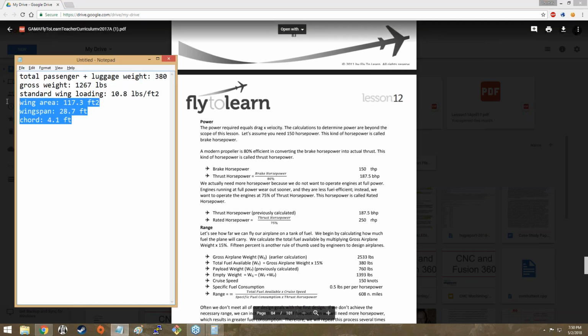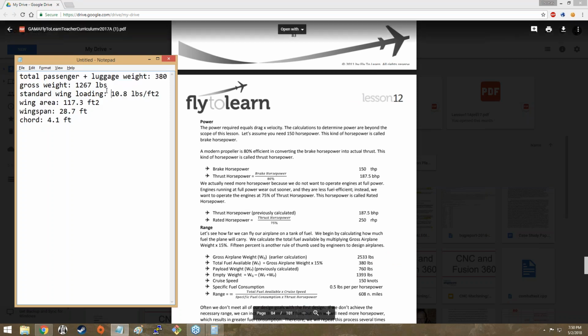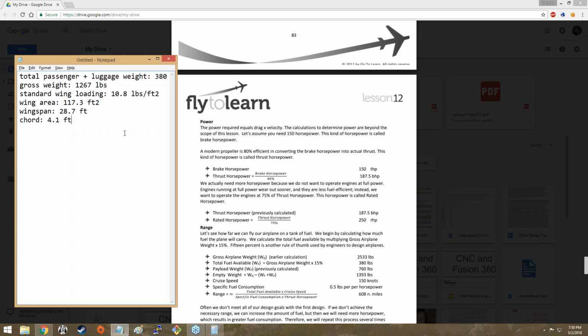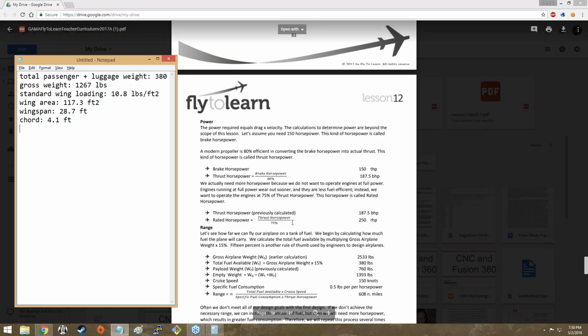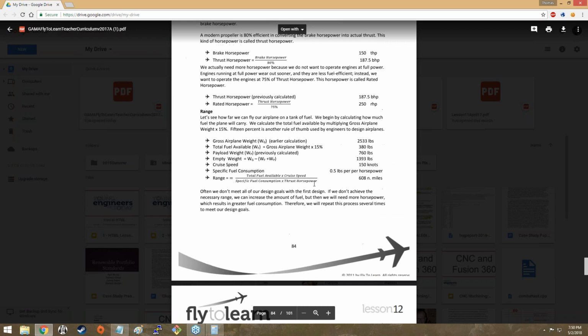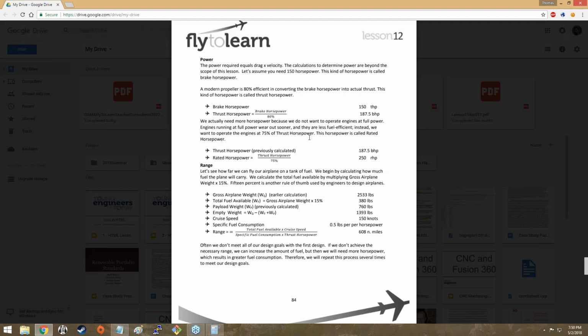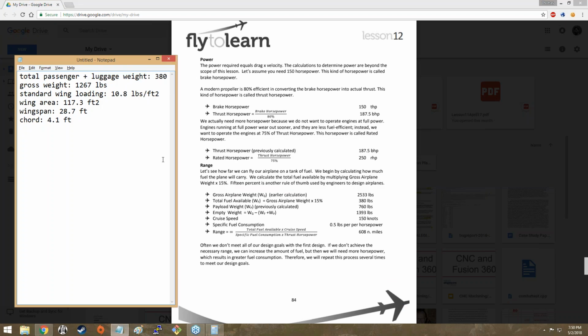So we've got our wing dimensions, our wing loading, and our weight. And eventually from our weight, we'll be able to determine fuel, and using our horsepower, we'll be able to use that and the fuel in order to determine range. So let's see here. We already know our thrust horsepower is 250. Our rated horsepower is going to be thrust horsepower divided by 0.75, or yeah, okay.